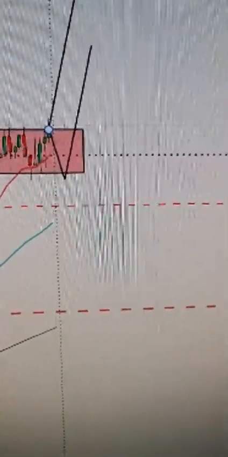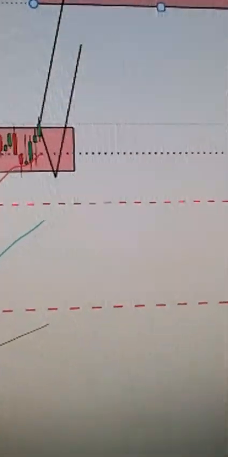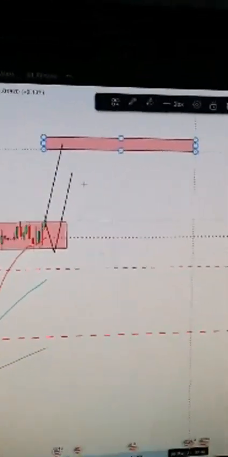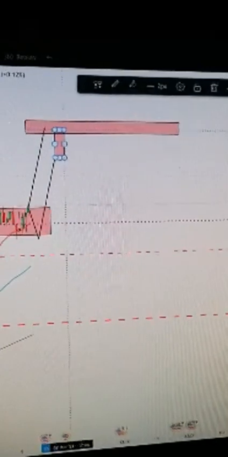Let's do this. 15.55 will be around about this area here. So do watch out for this level on USD ZAR. I'm not saying that when we get to this zone, we will be selling USD ZAR.